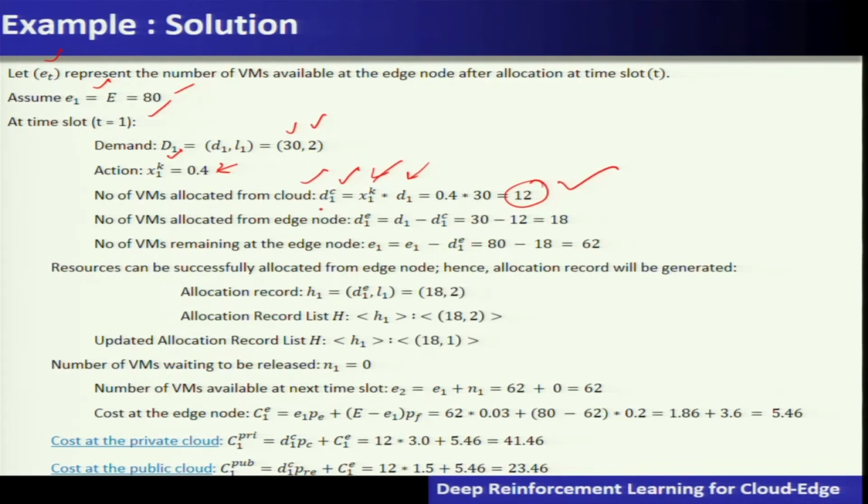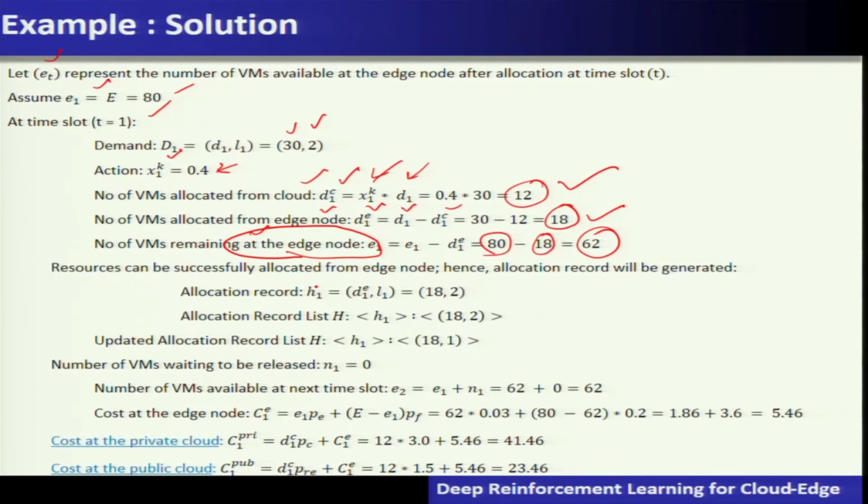Similarly, the number of virtual machines allocated from the edge, that is DE at time 1, is nothing but D1 minus DC. So that is 30 minus 12, which is 18, and we calculated that in the previous slide as well. The number of virtual machines remaining at the edge node, E1 minus DE1, is 80, the total number of virtual machines E1, minus the demand coming to the edge node, which is 18. So the total available virtual machines at the edge after meeting this demand is 62.